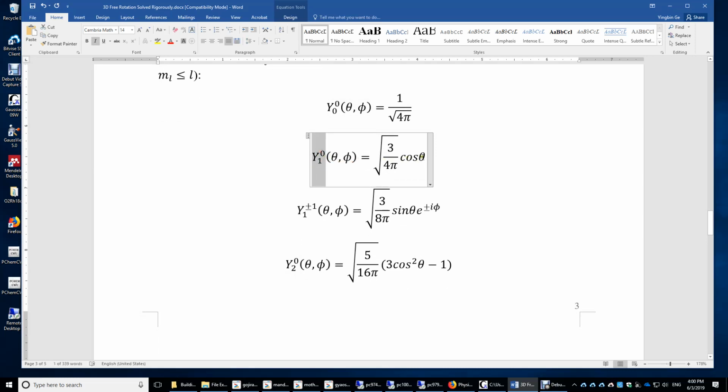Now, the second function, L equals 1, m sub L equals 0. And you get this cosine theta times a constant. So really, what's cosine theta? Cosine theta is z over r naught. So really, you are looking at something similar to the 2pz orbital.